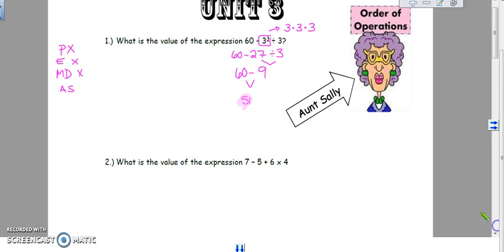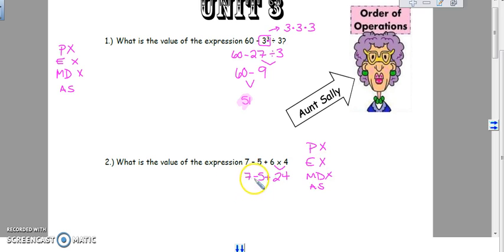Same thing here. What is the value of the expression? So please excuse my dear Aunt Sally. Parentheses, exponents, multiplication or division, and then addition or subtraction, whichever comes first. Any parentheses? Nope. Any exponents? Nope. Any multiplication or division? Yes. So I'm going to do the 6 times 4. So 7 minus 5 plus 6 times 4 is 24. Any addition or subtraction? Yes, I do what comes first.